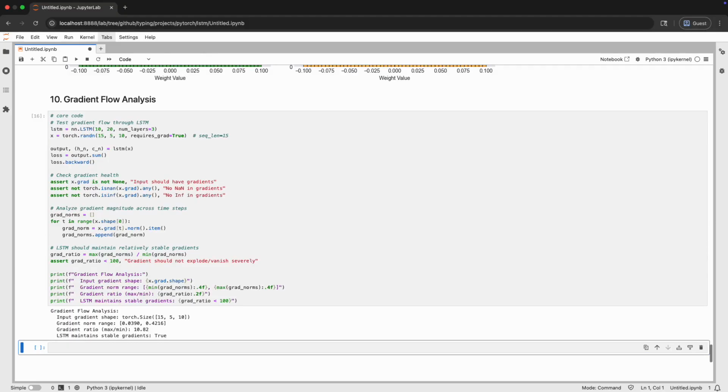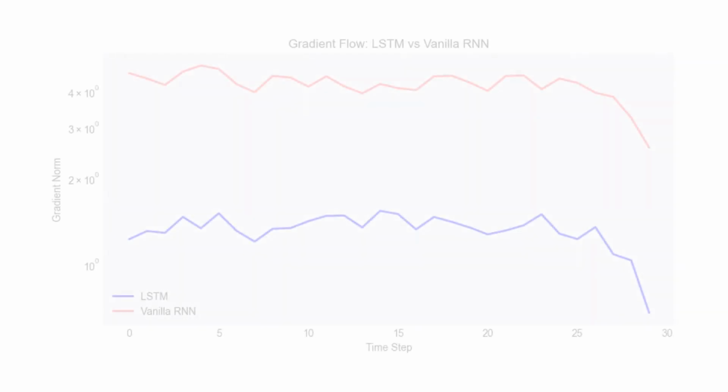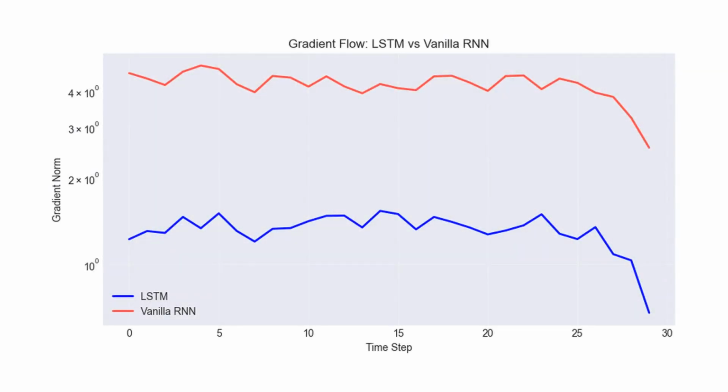Now let's directly compare gradient flow in LSTMs versus vanilla RNNs to see the improvement. This comparison really drives home the advantage of LSTMs. Look at the log scale plot. The LSTM gradients in blue remain relatively stable across all 30 time steps. The vanilla RNN gradients in red show much more variation and decay. The gradient ratio for LSTM is 12.84 compared to 178 for the RNN. That means the LSTM is about 14 times more stable. This stability is why LSTMs can handle much longer sequences effectively, maintaining useful gradient signals even through many time steps.